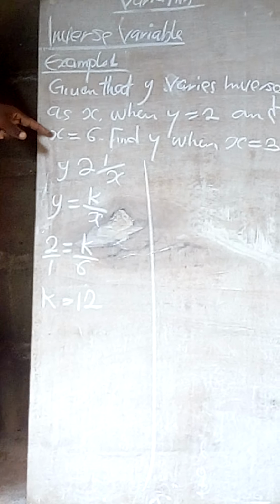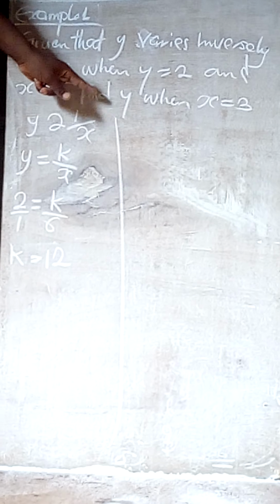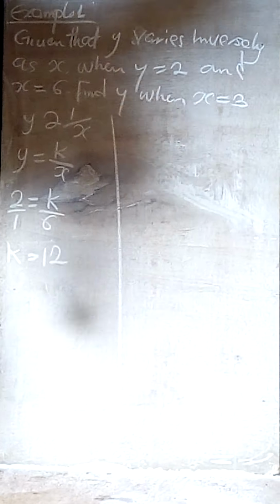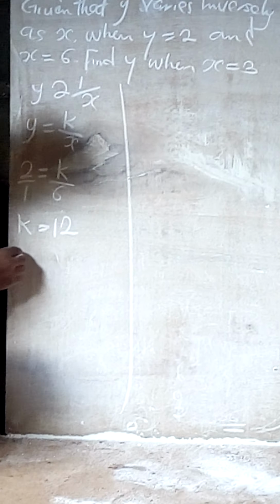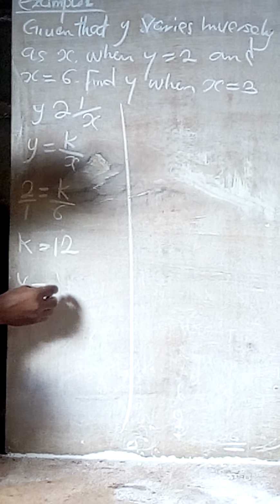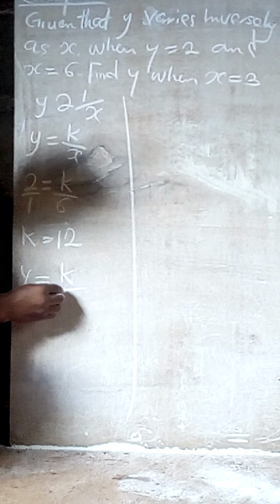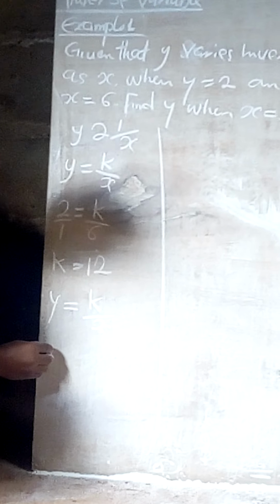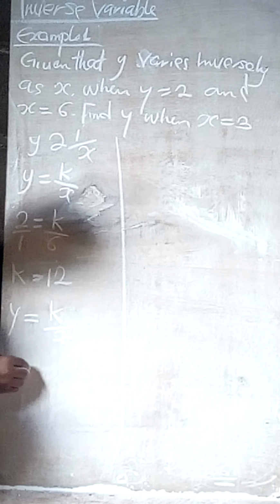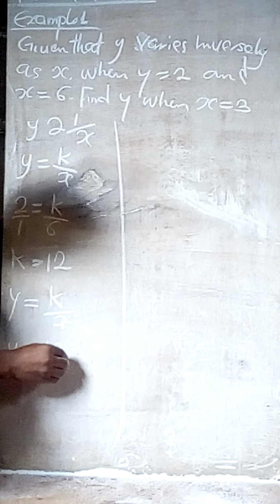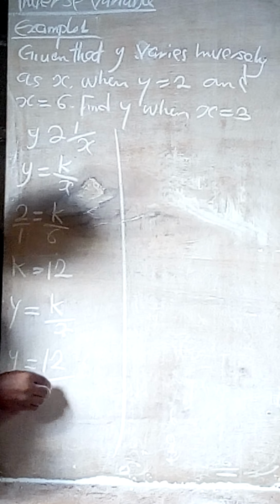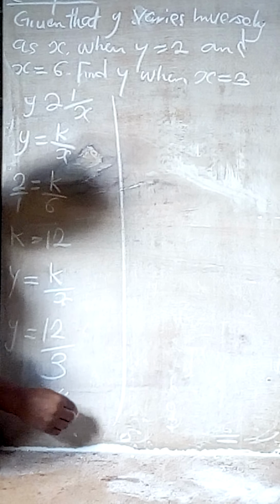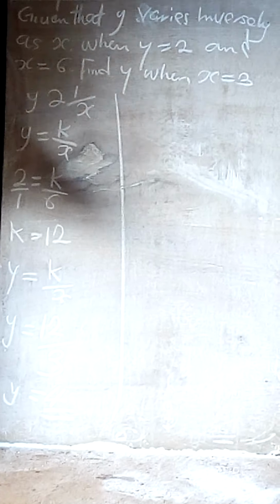Now let's move directly and solve what we're being asked to look for, right? They said find y when x equals 3. Thank God that y was our subject here. Therefore, y equals k over x, right? We now have y equals 12 over x. What is x? 3. We have 3, right? What is y then? 4, right?